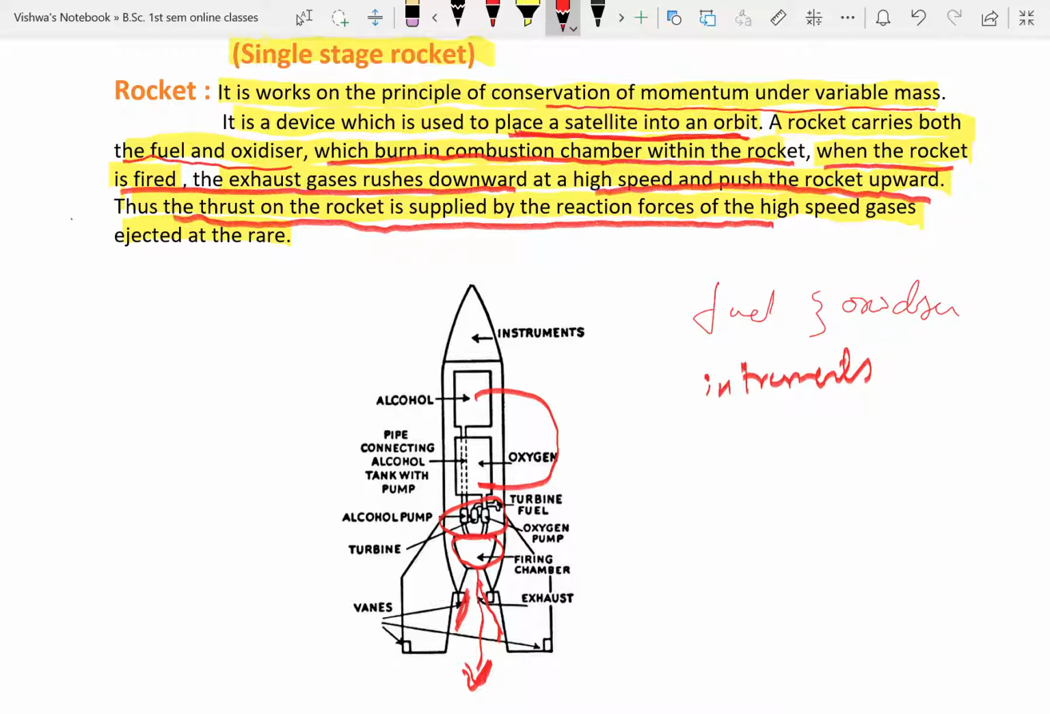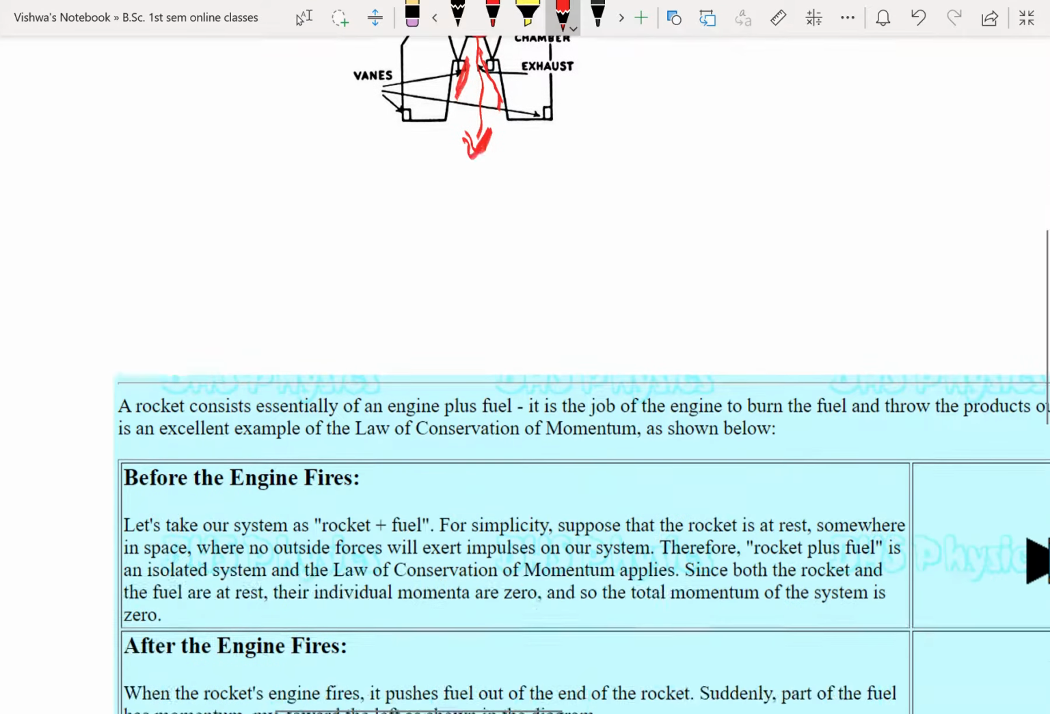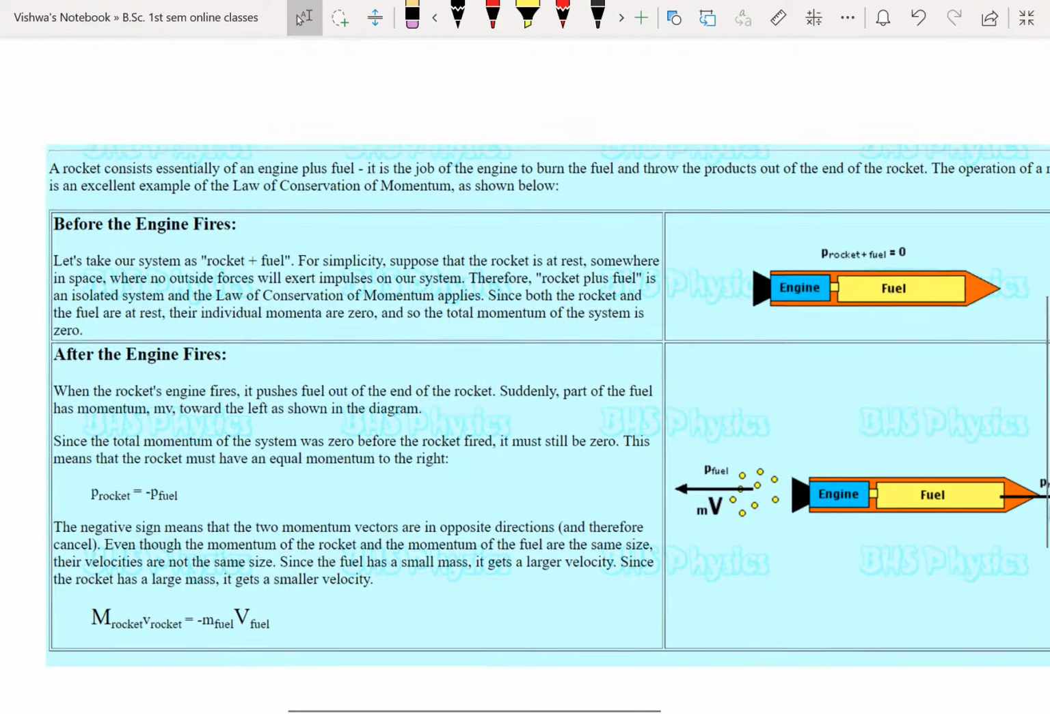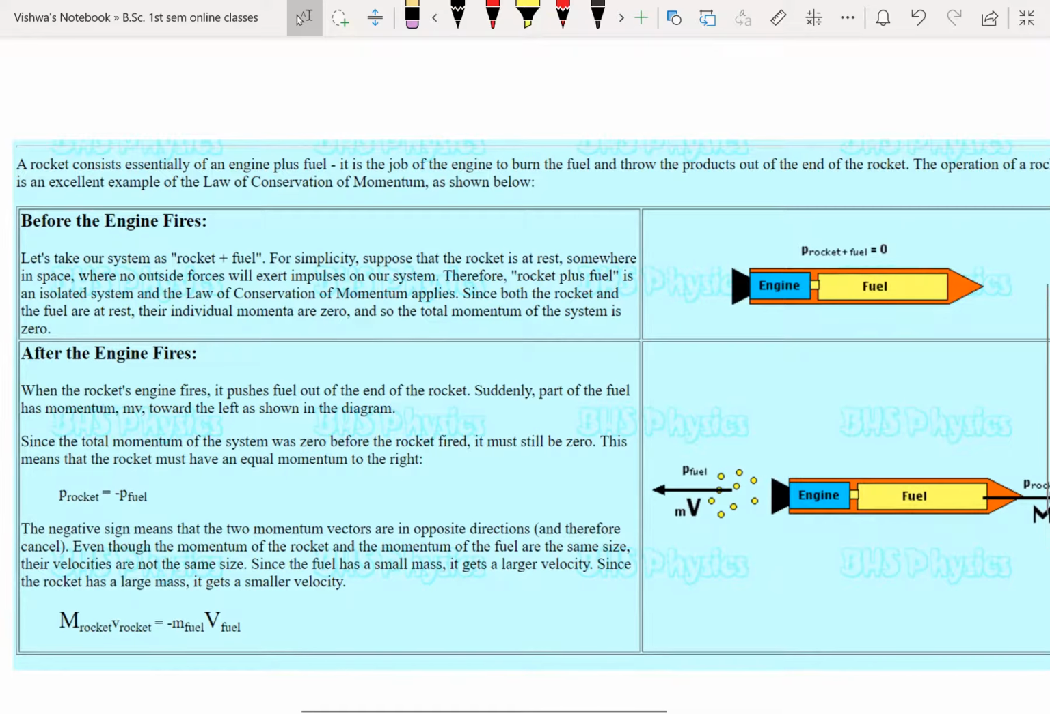How does it work? How is the conservation applied here? Let's see. Once again, here is one more definition. A rocket consists essentially of an engine and fuel. It is the job of the engine to burn the fuel and throw the products out the end of the rocket. The operation of a rocket is an excellent example of the law of conservation of momentum.